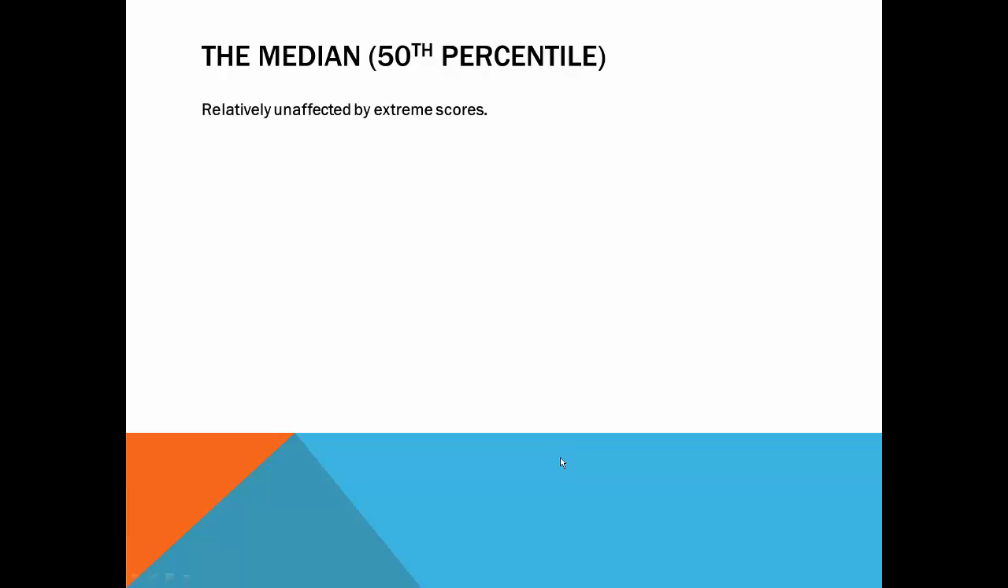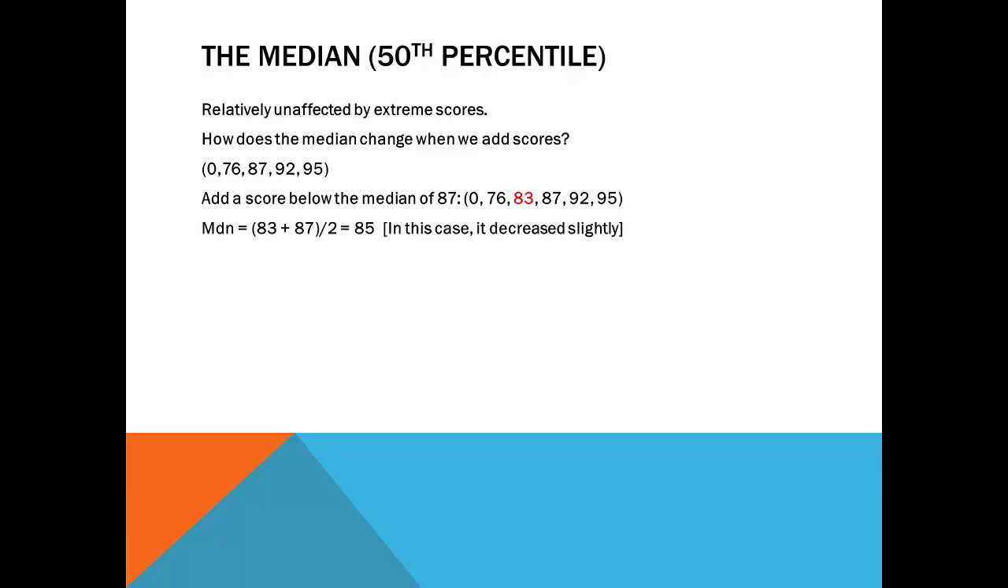The median is also called the 50th percentile, and it is relatively unaffected by extreme scores. Now, how does that change when we add scores to the median? Okay, let's say we added a score below the median here. So we added 83. When you divide that by 2, we get 85. And that shows that it's slightly decreased, but not very much.